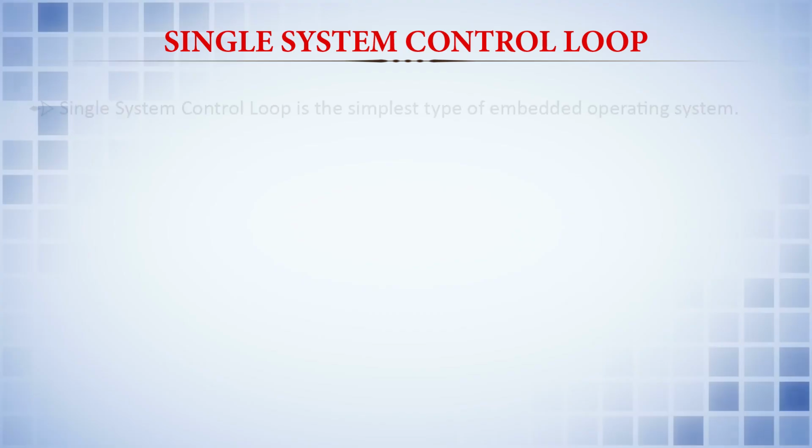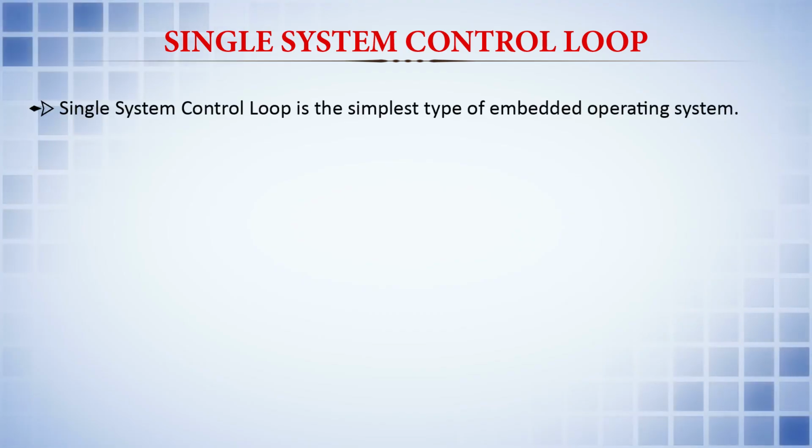But these 6 are very prominently used depending upon the functionality and the usage in the applications. These are categorized into many types, however these 6 are very prominent. First one is the single system control loop. Single system control loop is the simplest type of embedded operating system.